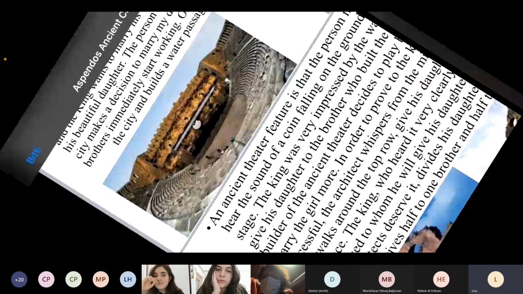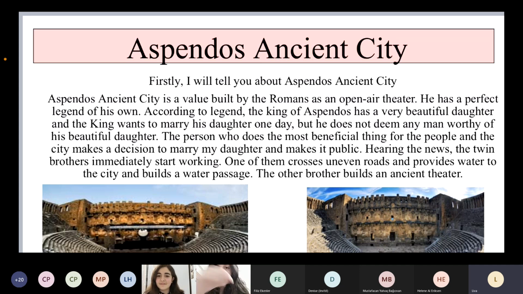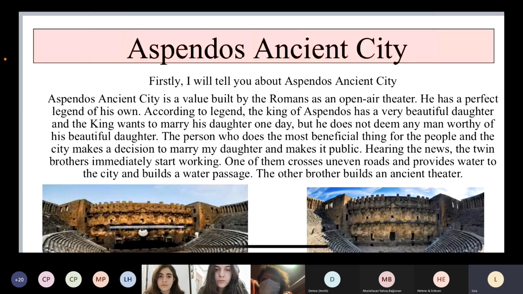Okay. Aspendos Theater. Firstly, I will talk about Aspendos Theater. Aspendos Theater is a building built by Romans as an open air theater. It has a perfect legend of its own. According to legend, the king of Aspendos has a very beautiful daughter, and the king wants to marry his daughter one day, but he does not deem any man worthy of his beautiful daughter. The person who does the most beneficial thing for the people and the city will marry my daughter, he decides and makes it public.